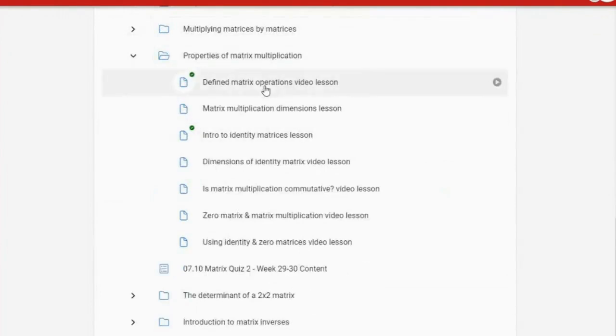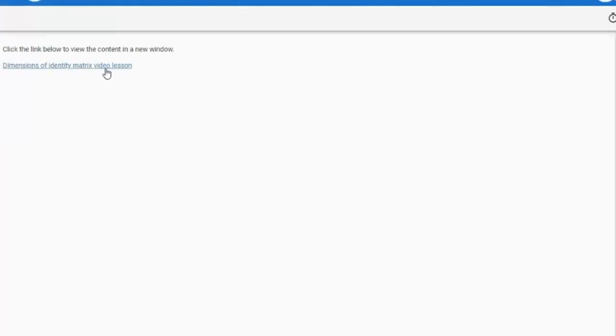Now, here's a lesson that went with the video we saw. If you want to go back and do some of those practice problems, they're there. Dimensions of an identity matrix. We'll go ahead and take a look at that real quick. The dimensions of an identity matrix. Let's say that you've got some matrix C. I'm trying my best to bold it to make sure you realize that this is a matrix.